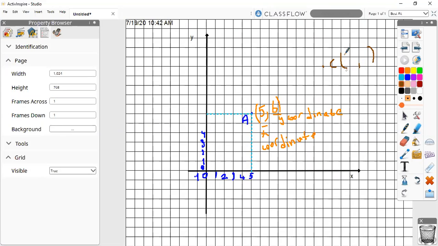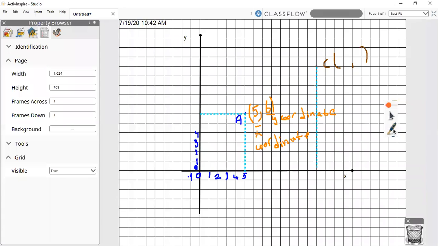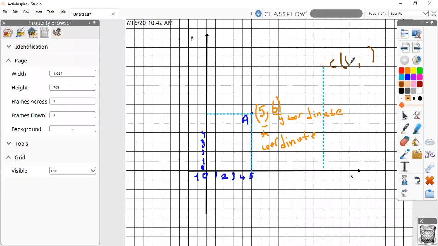Now the way is same way. I am going to draw perpendicular dash line to the x-axis. Okay, it will be here. From here, I am going to draw perpendicular line to the x-axis. Now I came 5, 6, 7, 8, 9, 10, 11, 12, 13. Then coordinate is 13.